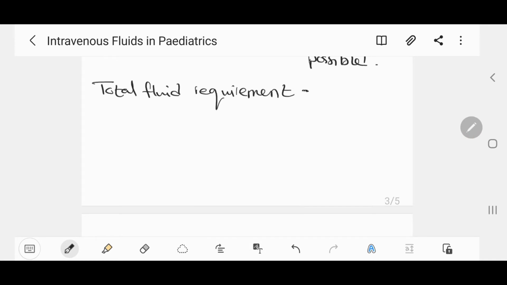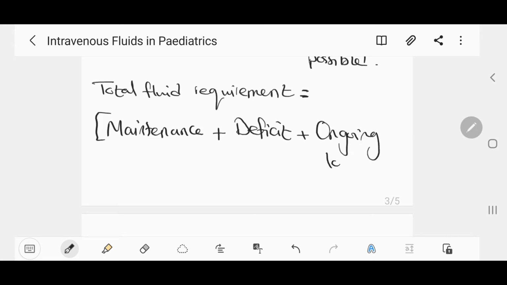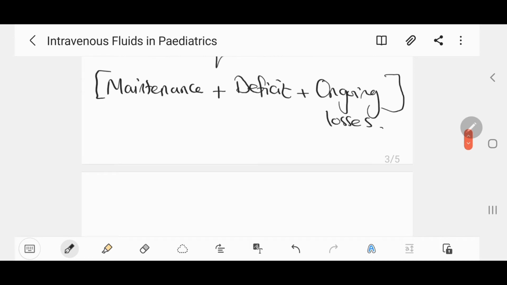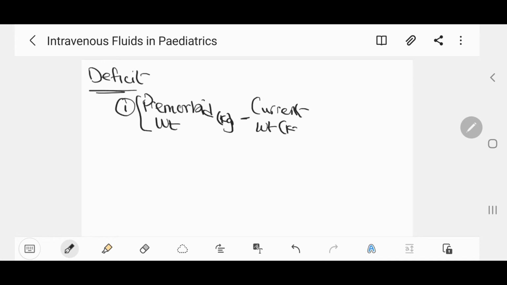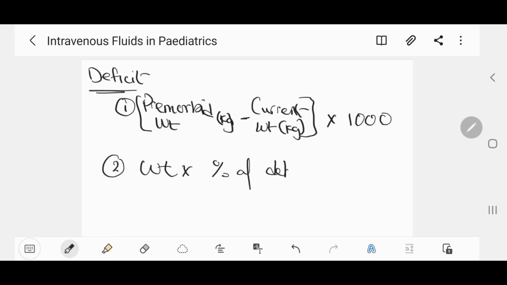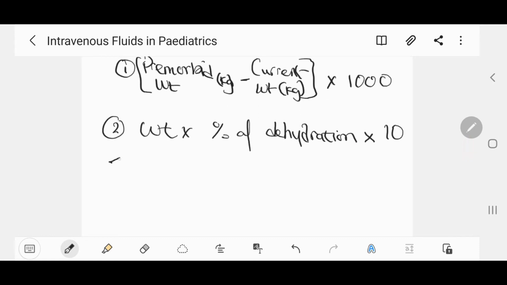So how do we calculate IV fluids? The total fluid requirement includes maintenance fluid plus deficit fluids and ongoing losses. So the sum of these is the required IV fluids. How do we calculate deficit? There are two ways to calculate deficit. There's the premorbid weight. If we have it, we can calculate it using the premorbid weight in kilograms minus current weight, and the result is multiplied by 1,000, or weight by percentage of dehydration by 10. So that's the second one.